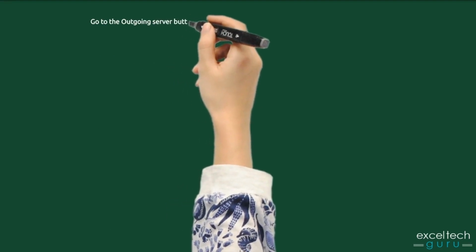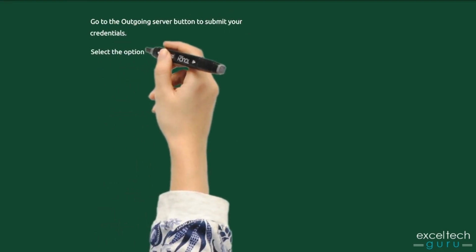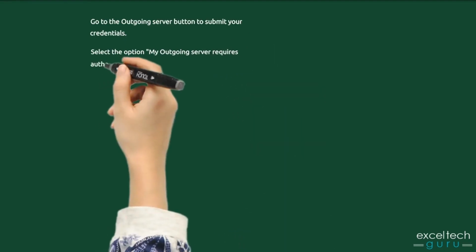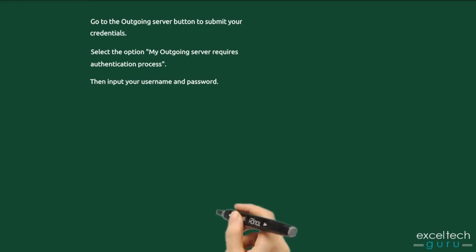Go to the Outgoing Server button to submit your credentials. Select the option, My Outgoing Server Requires Authentication Process. Then input your username and password.